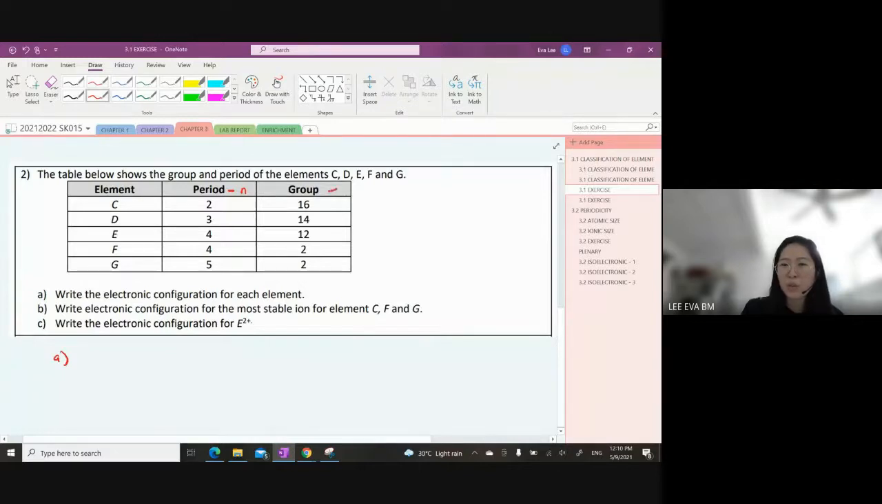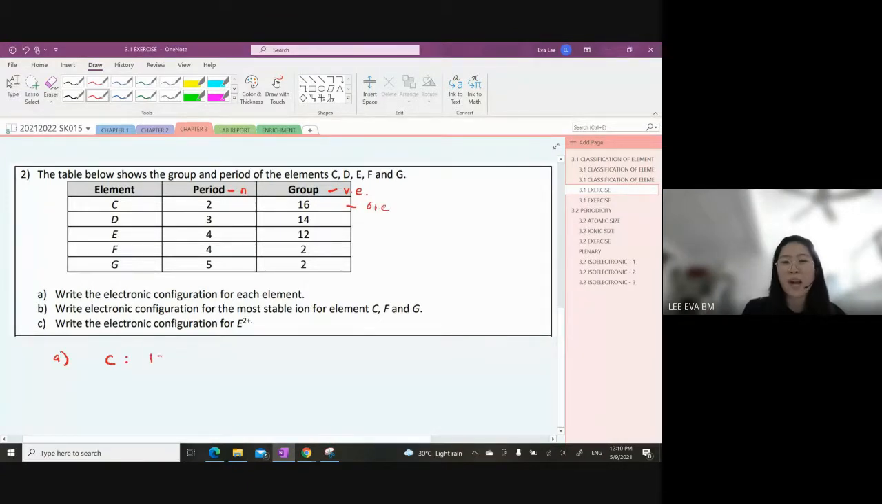The group shows you the valence electron. So from here, you need to know also your valence electronic configuration. Kita cuba yang C dulu. Okay, C over here, up until N equals to 2. So group 16, how many valence electron? 6 valence electron. N value untuk ni adalah 2.